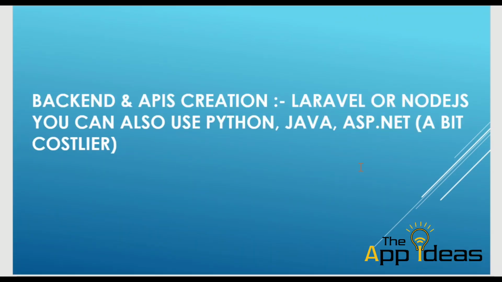And for backend and APIs, most companies use Laravel or Node.js because they are open source. And currently, Python is also widely popular. So Python and Java will also be a choice, and ASP.NET will be another choice, but obviously those three technologies will be a little bit costlier than Laravel or Node.js.